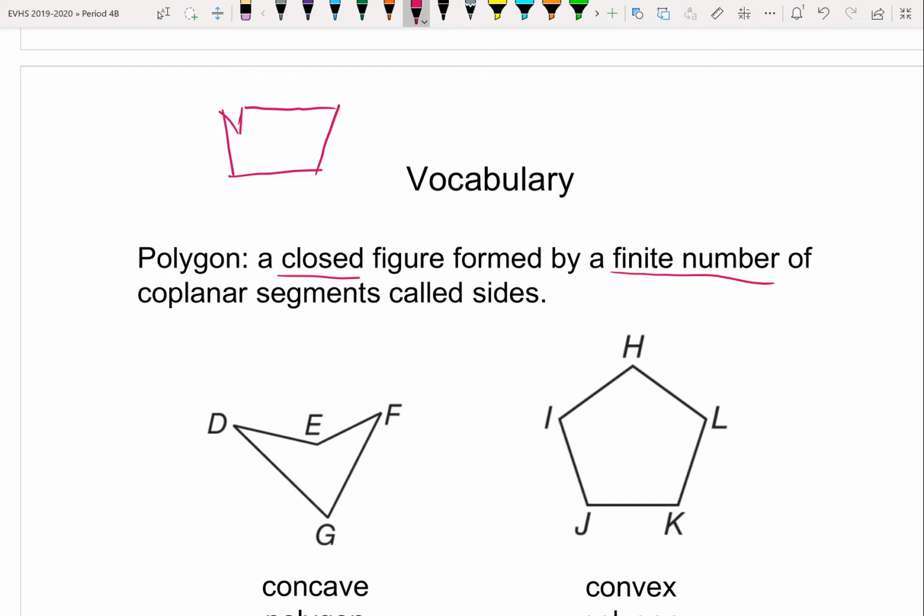Now, finite number of sides, basically, they have to be countable. That prevents us from getting into the idea of a circle having an infinite number of sides. So circles don't work in this whatsoever. And they have to be coplanar because we couldn't take a line up on a three-dimensional axis here. That's not going to work. And all these straight segments that are coplanar, forming the polygon, are going to be called our sides.